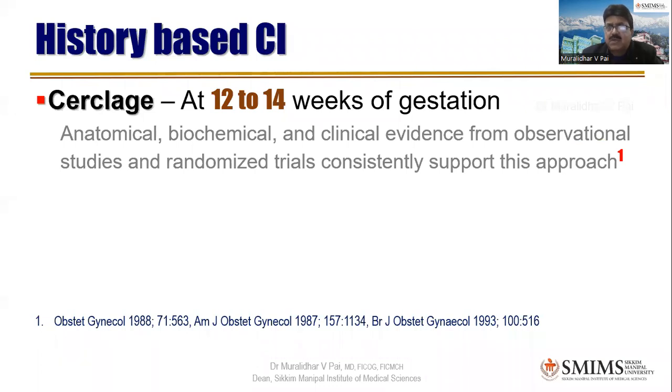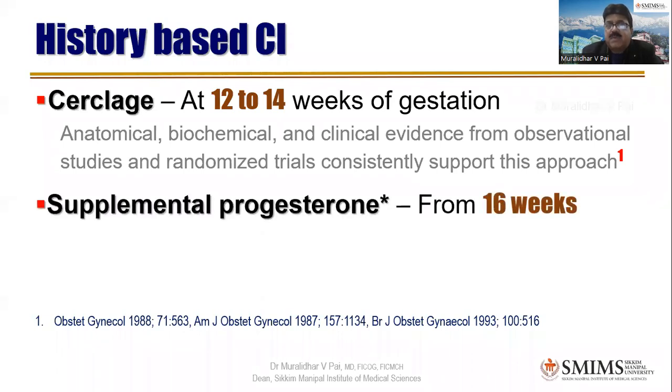Cerclage is, no doubt, the answer. And it is earlier done at 12 to 14 weeks. Now, supplementation of progesterone, I put an asterisk there from 16 weeks. What is the meaning of asterisk? Anybody can tell me?